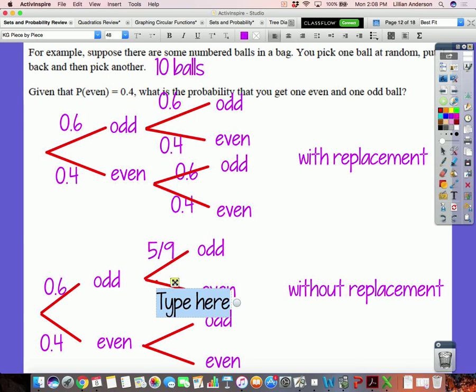As long as you round to 3 significant figures. Okay? What would it be for even? 4/9. Again, the branches have to add up. And again, you could do decimal. Just make sure you do 3 significant figures.